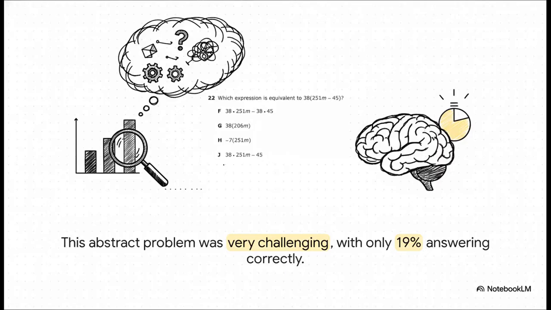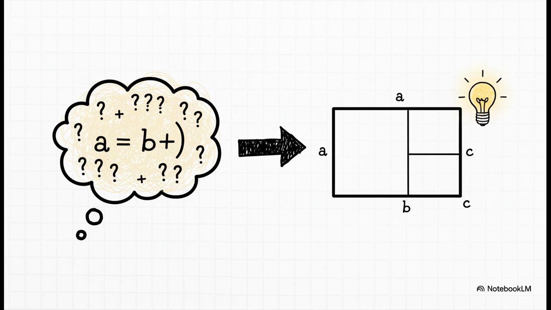I mean, look at this monster, 38 times the quantity of 251m minus 45. To a sixth grader, that's not math, that's just a jumble of symbols. And the data shows it, only 19% of students got this right. We have got to make this real for them. So, what's the fix? How do we do that?